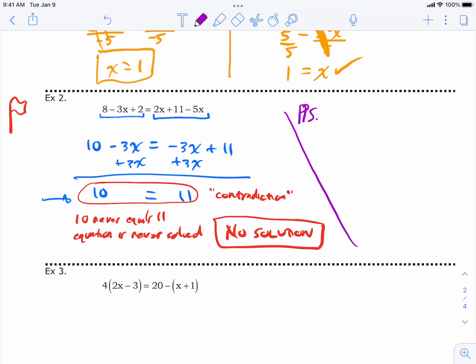Now, PS, maybe a slightly different color for a PS. And this is part of our flag here. Wow, that's a weird looking PS. PS. Okay.